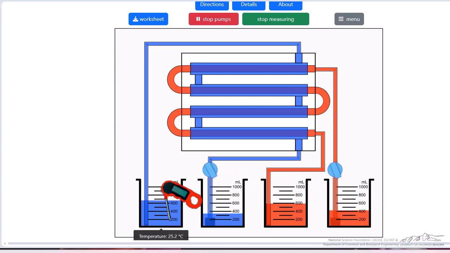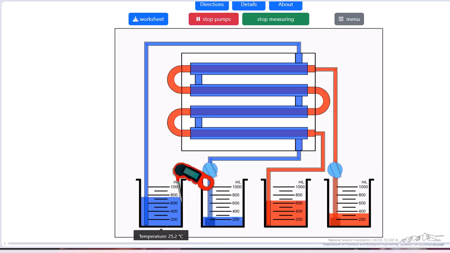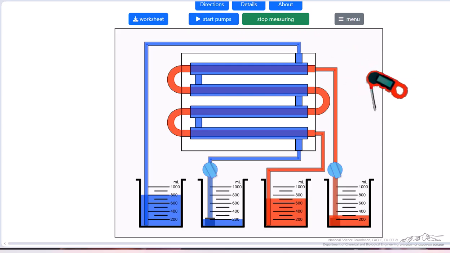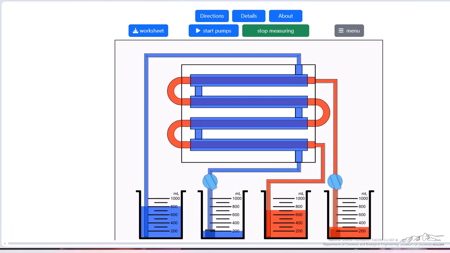This cold, this is the cold feed, and it's gotten hotter. So I'm going to stop the flow and point out that in the simulation, we have directions and details about the experiment.